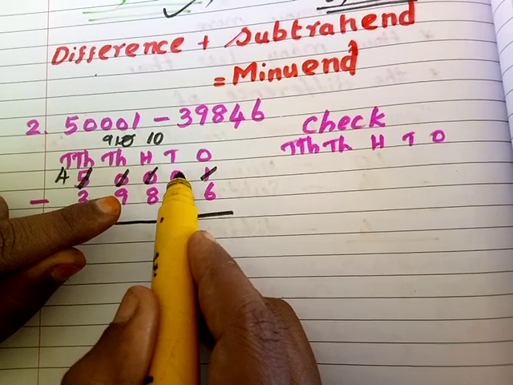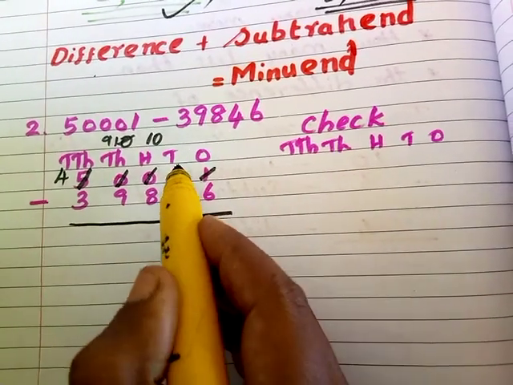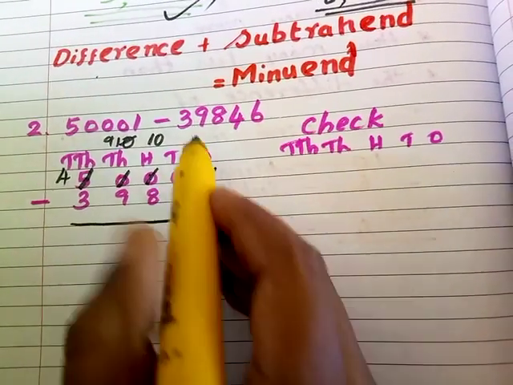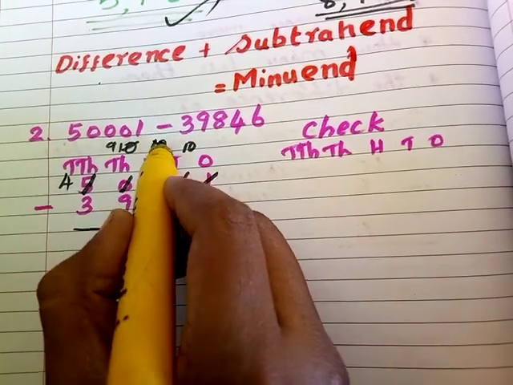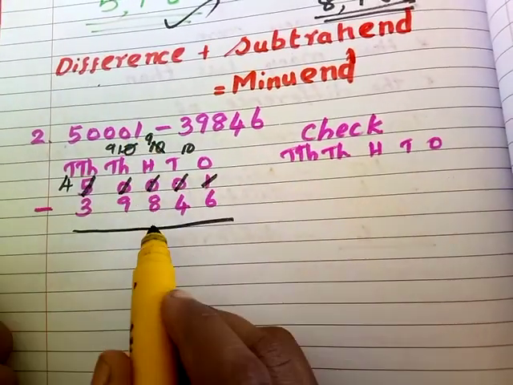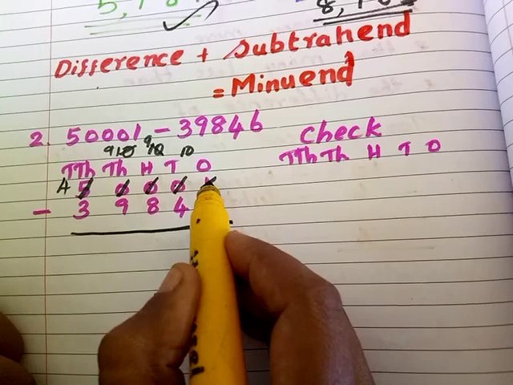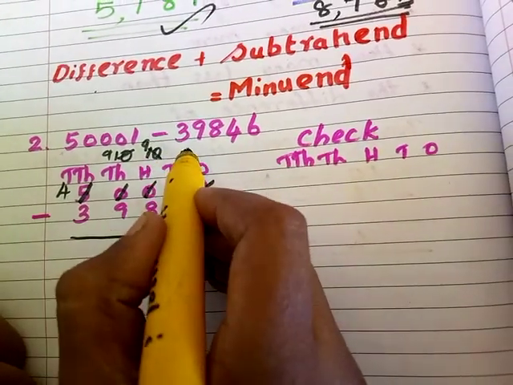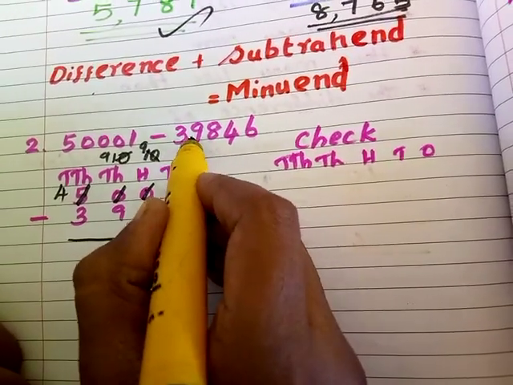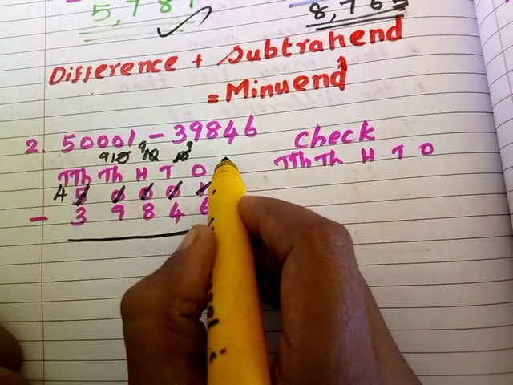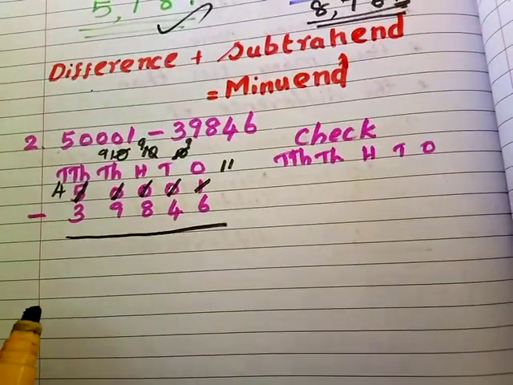So I need to regroup this tens place 0. When I regroup, this 0 becomes 10 and the hundreds place 10 becomes 9. Now in the ones place I have to regroup from the tens place. So in the tens place 10 becomes 9 and the ones place 1 becomes 11. I hope you all understood this.